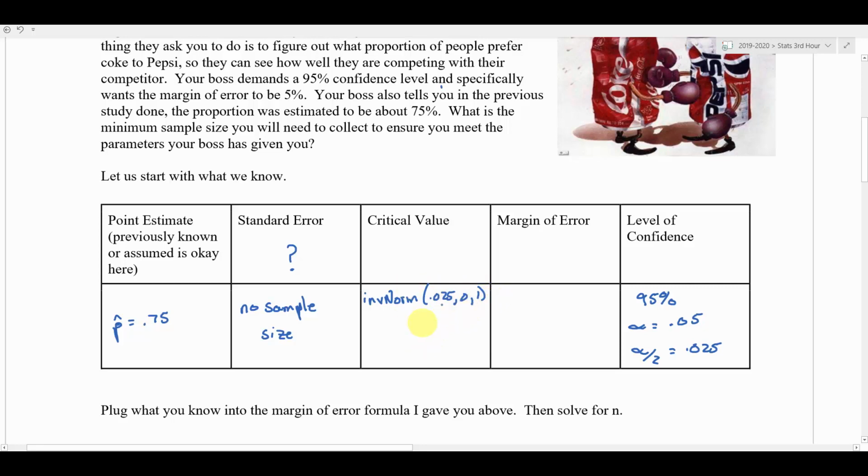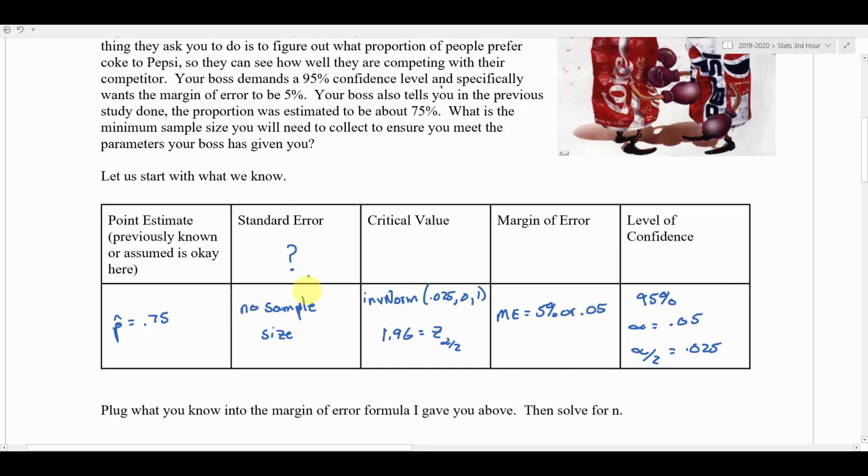And we actually did this in the previous set of notes for a 95% confidence level. We found those boundaries to be 1.96. So this is going to be our critical value, or Z alpha over 2. Okay. Our margin of error, we set that. Our boss told us it has to be 5%. So we're going to say margin of error equals 5% or 0.05. Okay, so these are the things that we know.